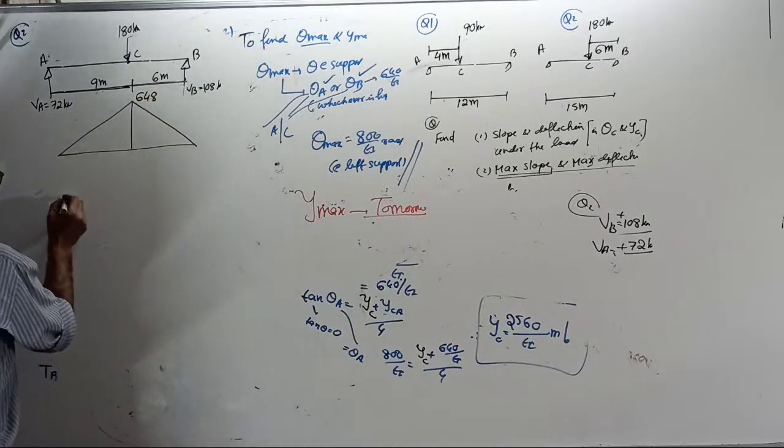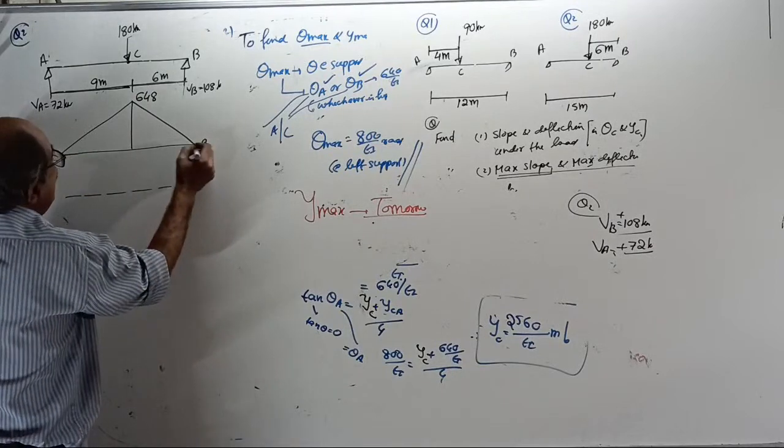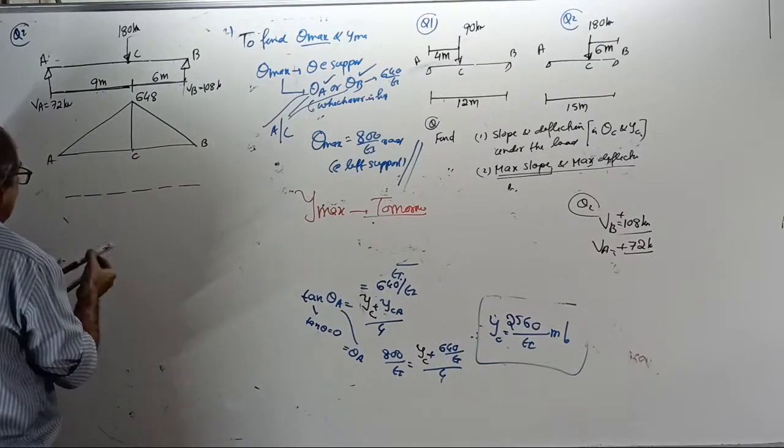Okay. Leave some space. Draw the elastic curve. This is A, this is B, this is C in the original position. Elastic curve.